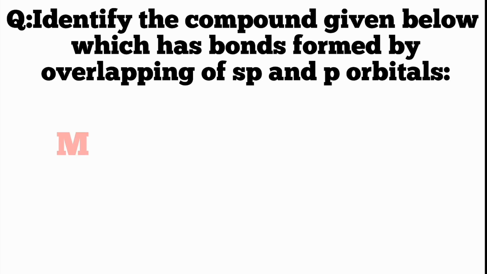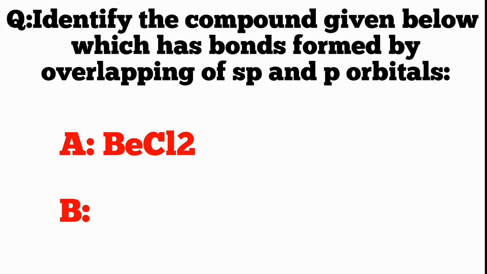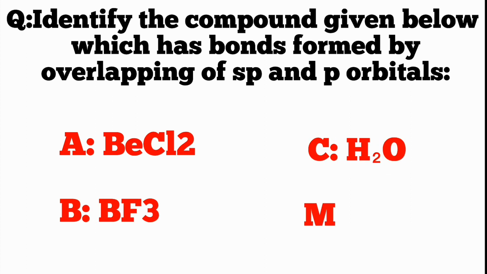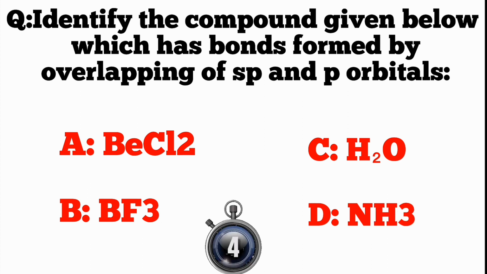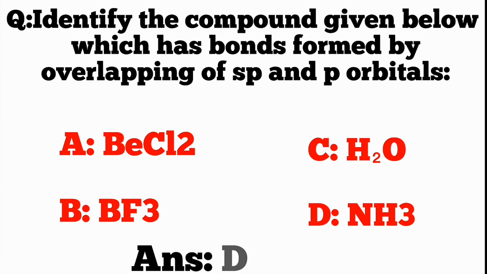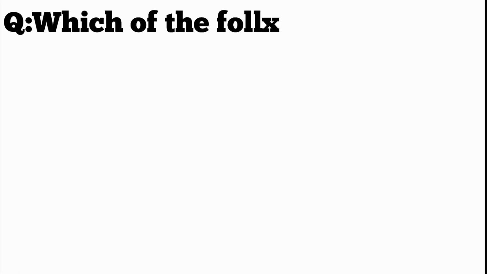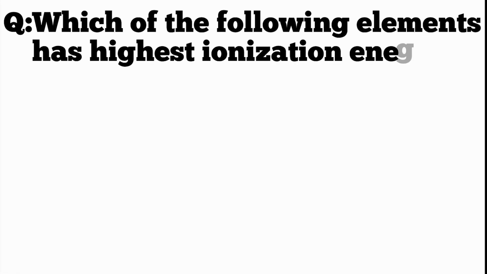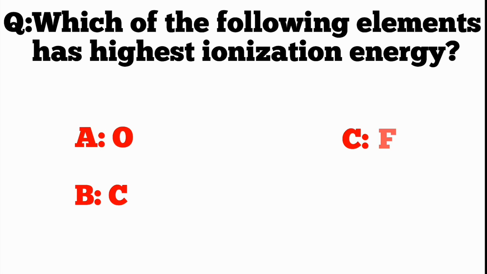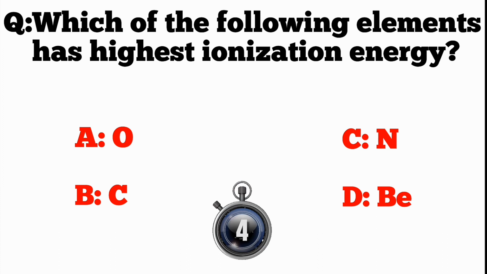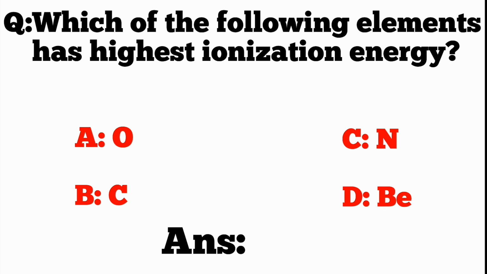Q. Identify the compound given below, which has bonds formed by overlapping of sp and p orbitals. A. BeCl2. B. BF3. C. H2O. D. NH3. Ans. BeCl2. Q. Which of the following elements has highest ionization energy? A. O. B. C. C. N. D. B. Ans. N.